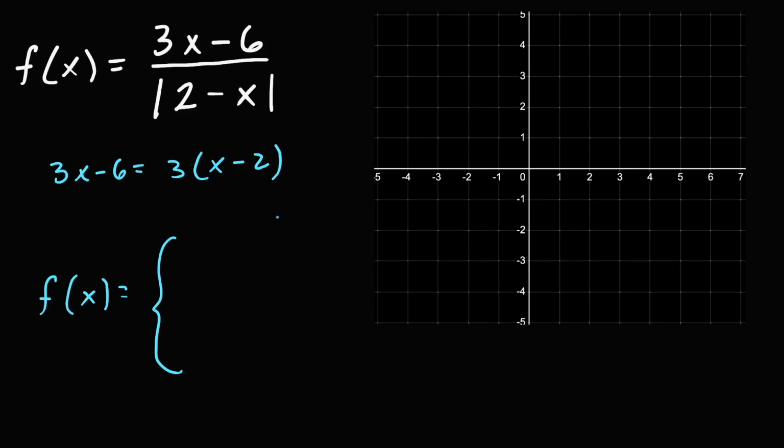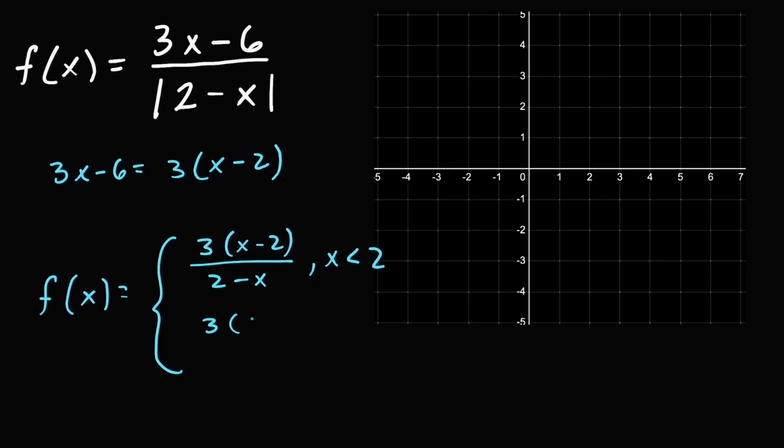So first, let's go to the left of 2. So 2 was the value in question. So to the left of 2, like numbers like 1 and 0, 2 minus x didn't make a difference. So we're going to have our 3x minus 6, which we're going to rewrite as 3 times the quantity x minus 2. 2 minus x just says 2 minus x. There was no difference. That's for x less than 2.